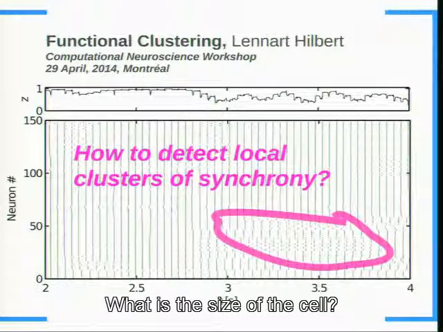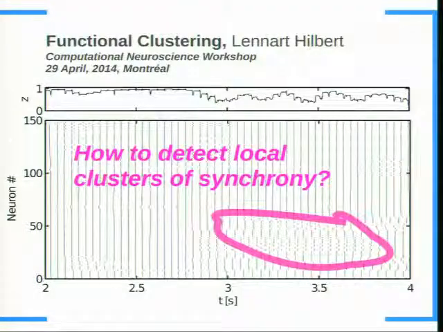Yeah, what's the size of the cell? Oh, I mean, in the model, the cells are points. Yeah, we're sort of taking the distance here as the distance between the cell bodies. So, you know, our two cell bodies touching each other.